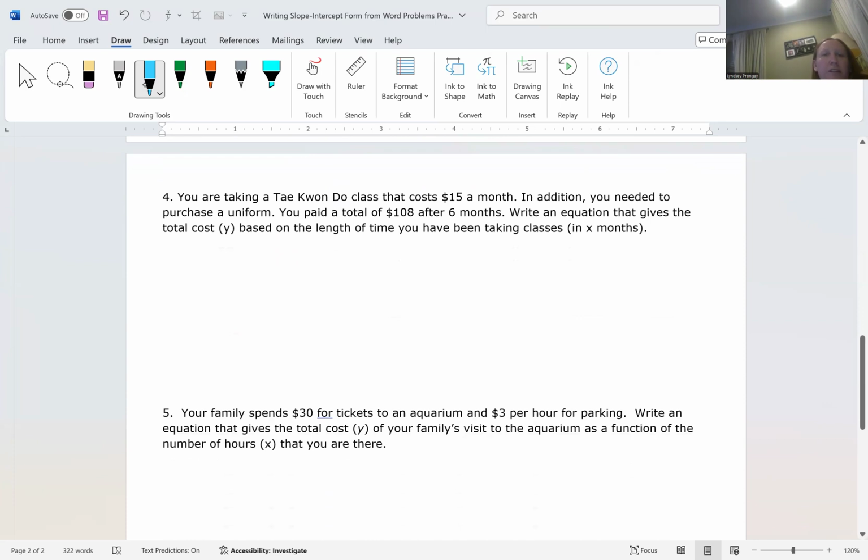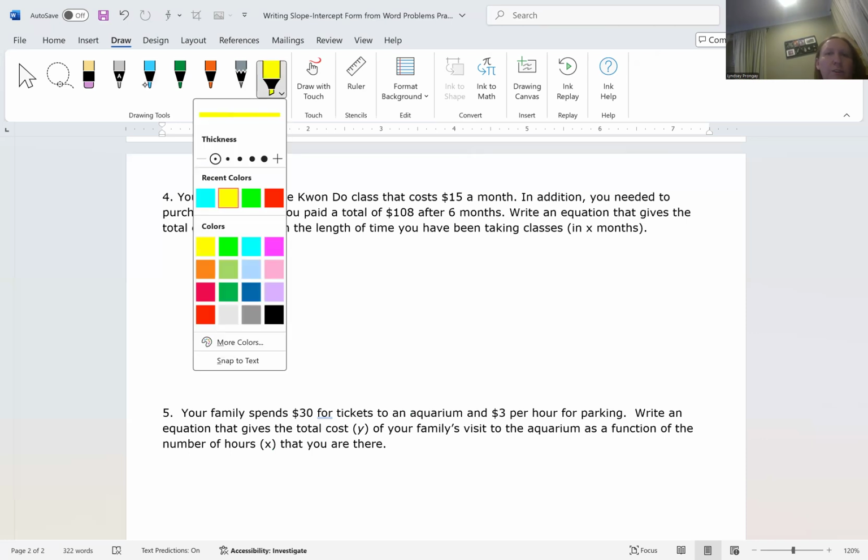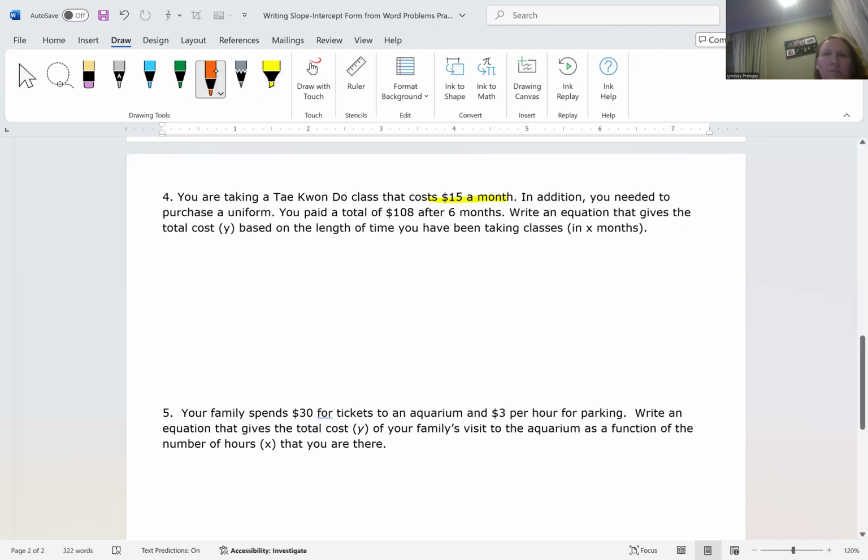Okay, number 4, you're taking a Taekwondo class that costs $15 a month. In addition, you needed to purchase a uniform. So we have $15 a month. Notice, this one doesn't have per, but a month is going to be critical there. You need to purchase a uniform, but they don't tell us how much it is. Paid a total of $108 after 6 months. Write an equation that gives the total cost y based on the length of time you have been taking classes in X months. So here our X is months. Our Y is total cost.